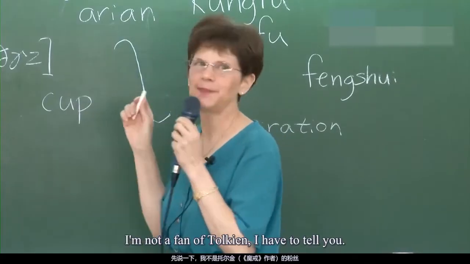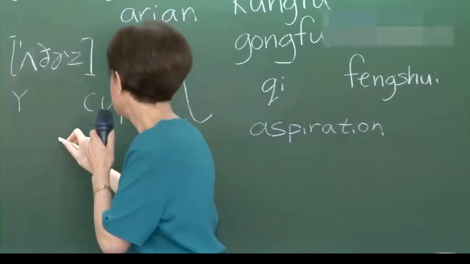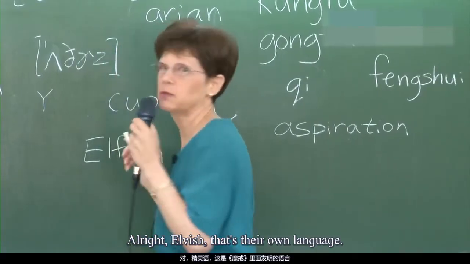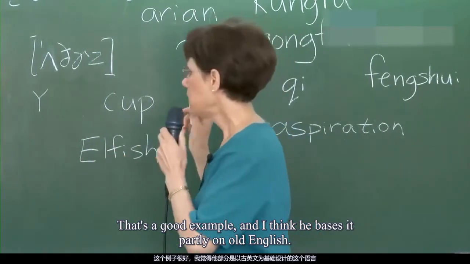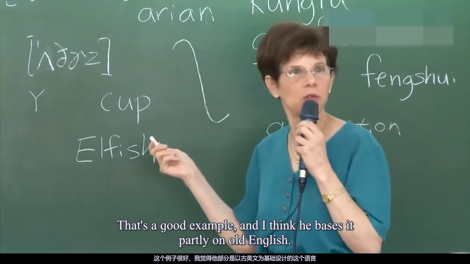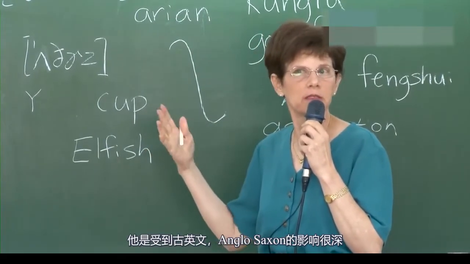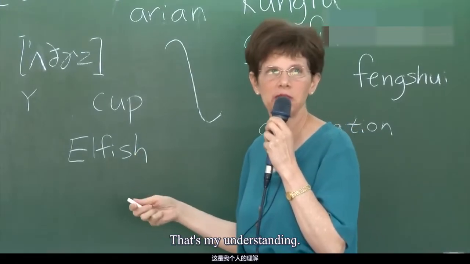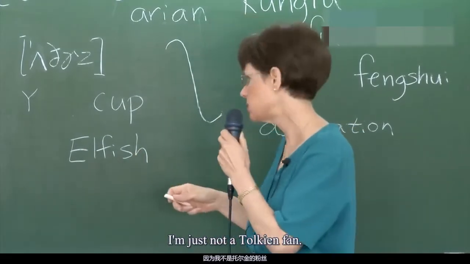Right, they have Elfish. I'm not a fan of Tolkien, I have to tell you. So I'm going to rely on you for that. All right, Elfish, that's their own language. That's a good example. And I think he bases it partly on Old English. 他是受到那个古英文 Anglo-Saxon 的影响很深. That's my understanding. 我不是很有研究. I'm just not a Tolkien fan.